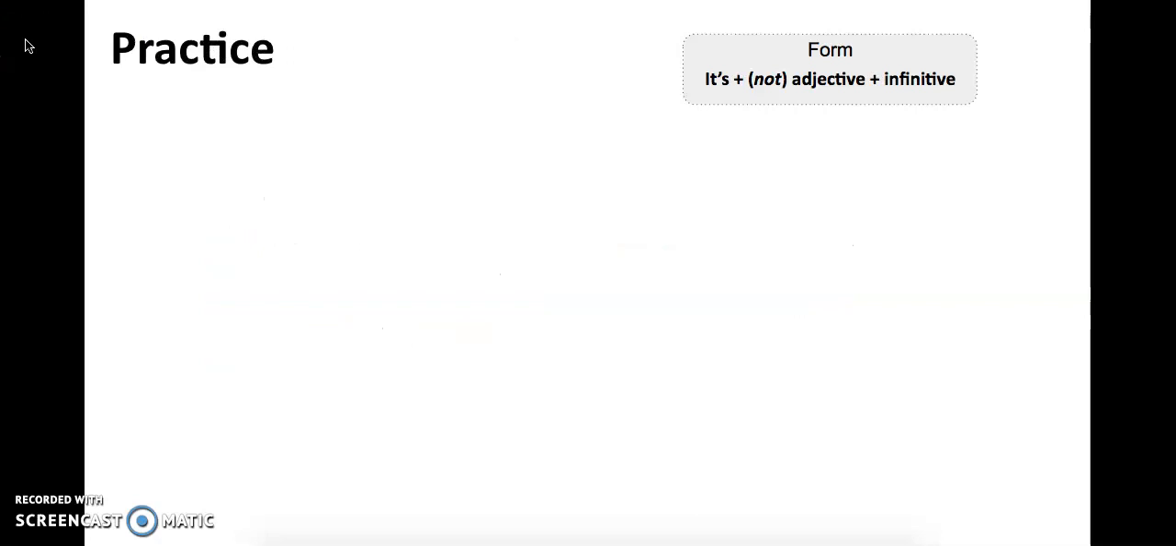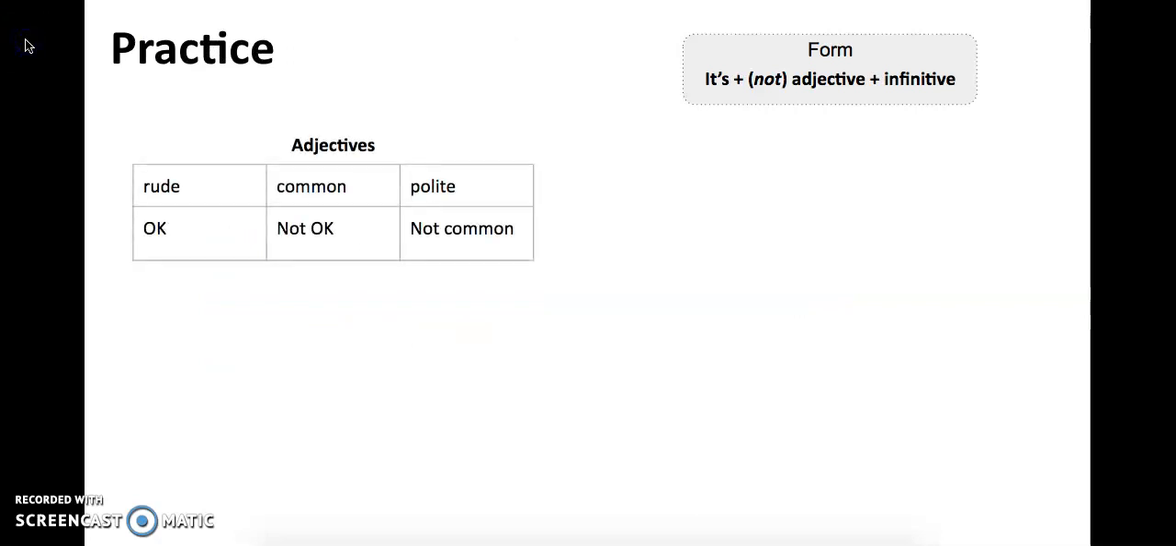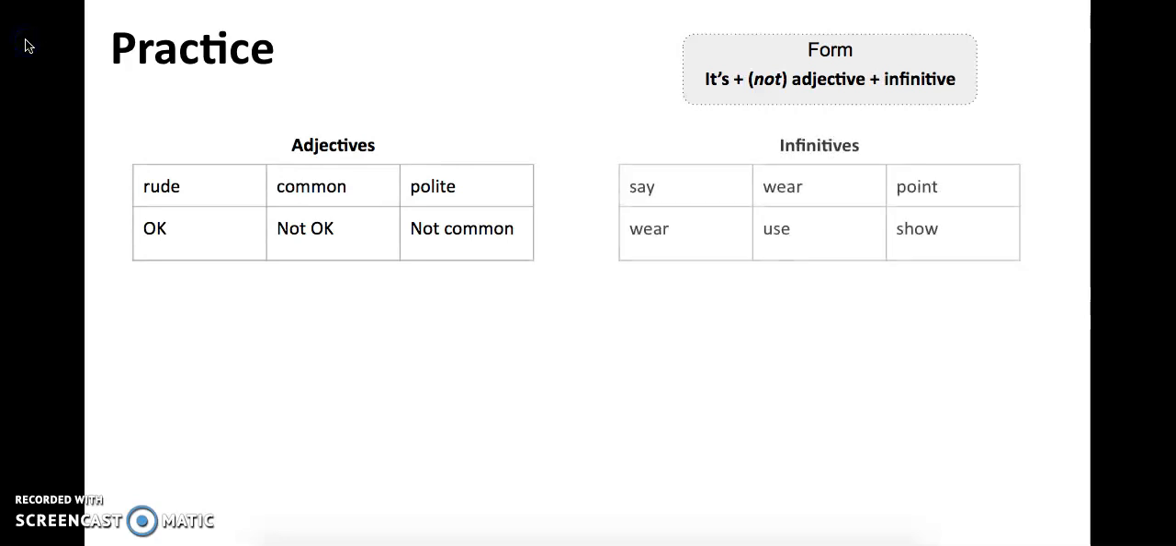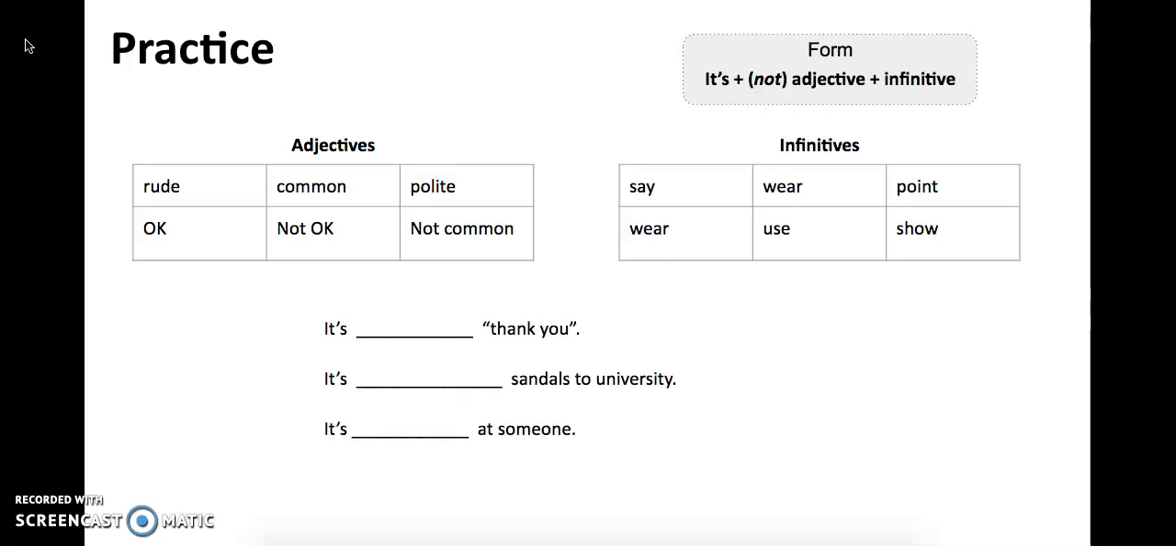Okay, now it's your turn to practice. What I want you to do is to have a look at these adjectives and have a look at the infinitives and fill the gaps of these sentences. You can pause the video and have a good read. Thereafter, we'll be doing them together.